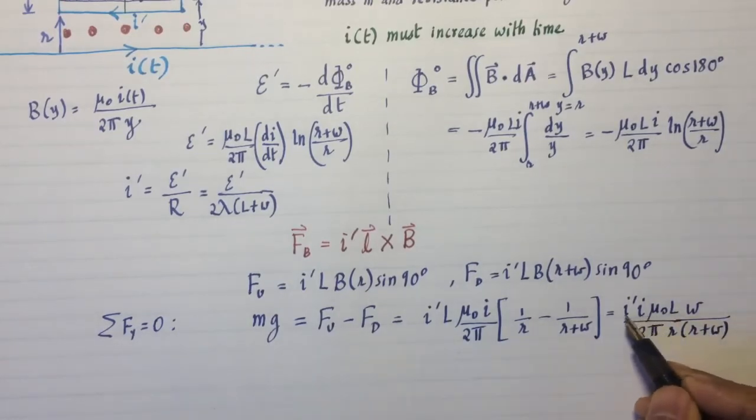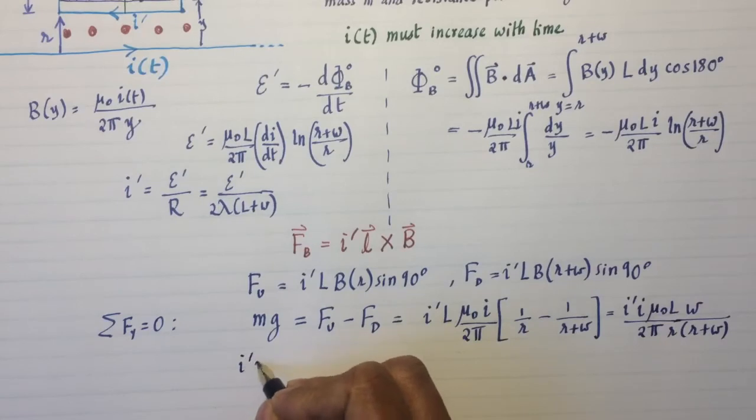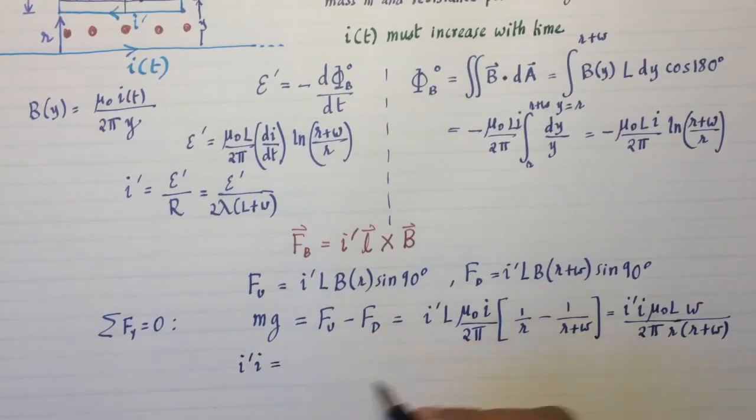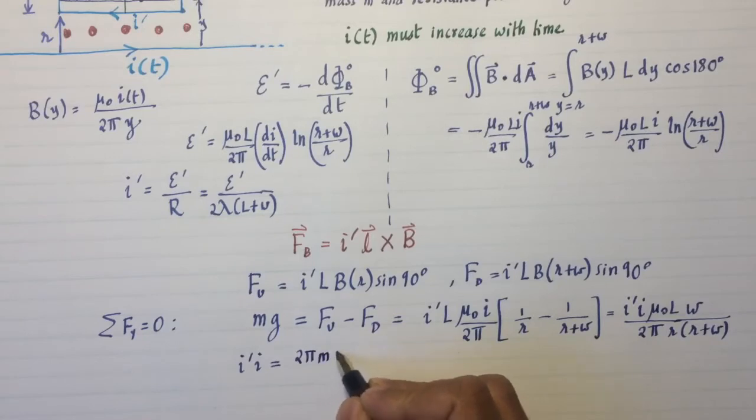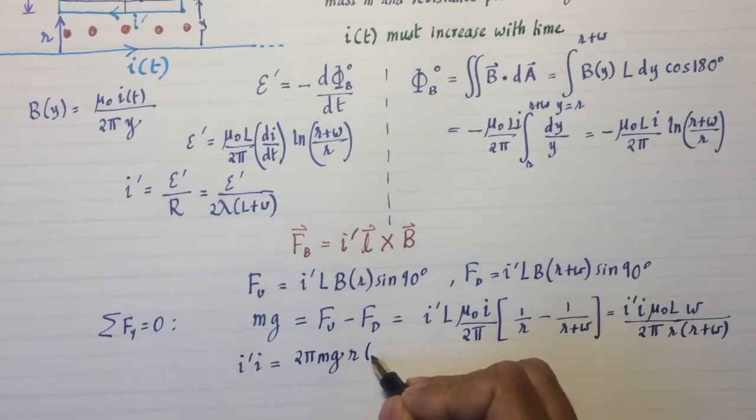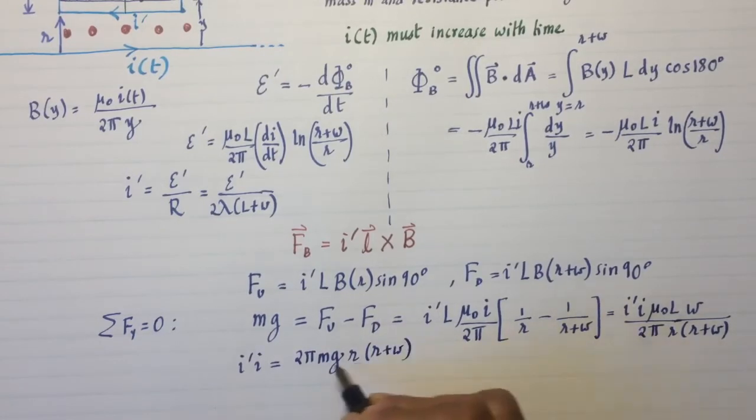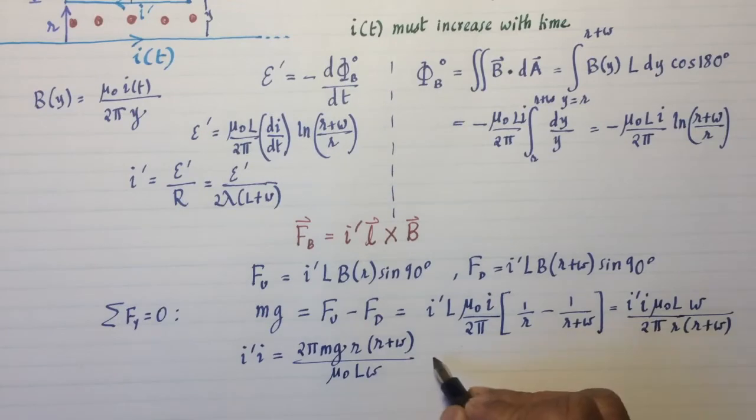Great. So this gives us an equation for I prime I, where I prime is the induced current, remember, and I is the regular current. Let me write I prime I first. It's going to be mg 2 pi mg R times R plus W divided by mu naught LW. Okay, not too bad.